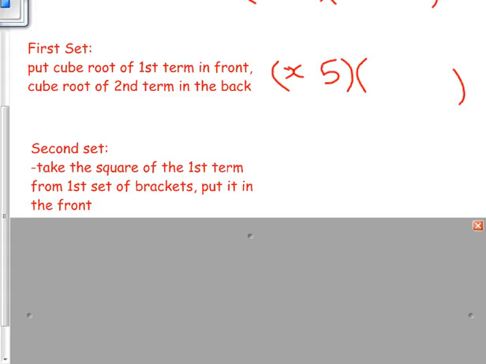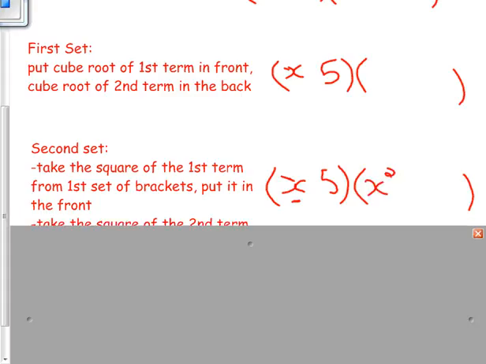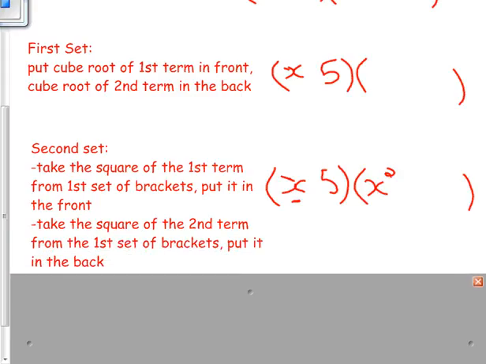Now for our second set of brackets, we take the square of the first term from the first set of brackets and put it in the front. We have our x here, we take the square of this x, and we put it in the front. What's the square of x? X squared. And now we take the square of the second term from the first set of brackets and put it in the back. We take this 5 squared, what do we get? 25, that goes in the back.